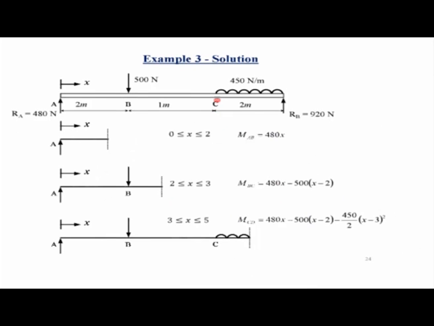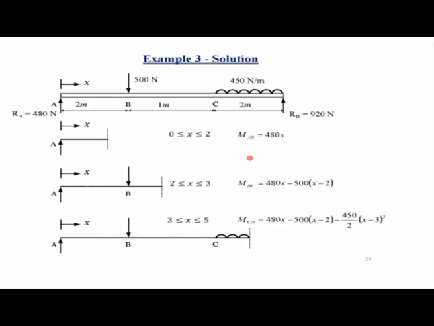Now, if you look at the third region, between C and D, the moment function is given as 480x minus 500(x minus 2) minus 450 by 2 times (x minus 3) whole square. So in this region, even the uniformly distributed load of 450 Newton per meter comes into the picture. So if you want to solve this by the regular double integration method, you will have three different sets of moment equations. You will have six constants of integration that you have to evaluate in order to obtain the elastic curve of this beam.